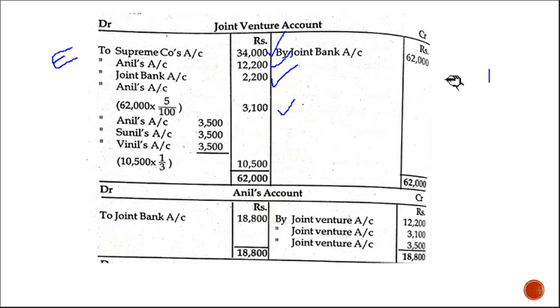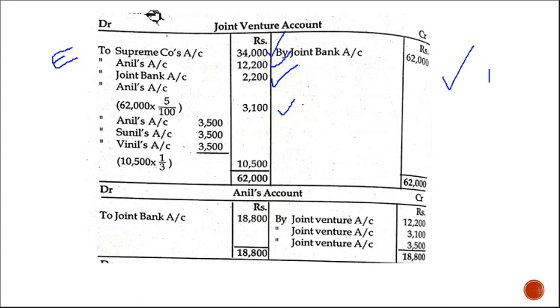Right. And on the credit side, we are writing total sales 62,000. So total of both the sides is 62,000. Balancing figure 10,500. So it should be divided equally, 1:1:1, 1 by 3. So 3,500 each. Clear.